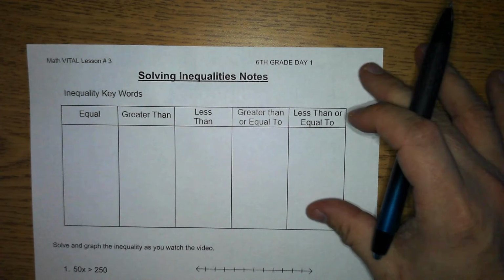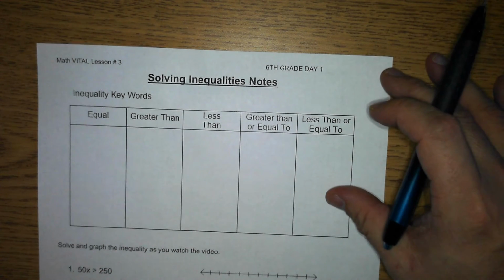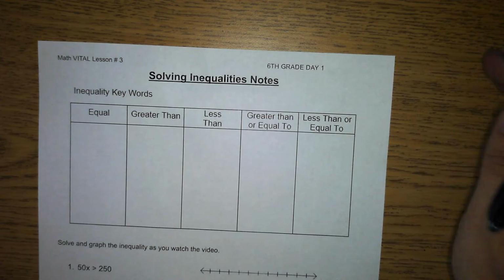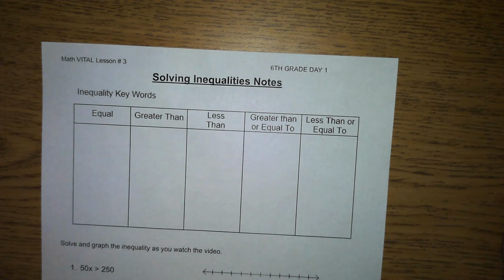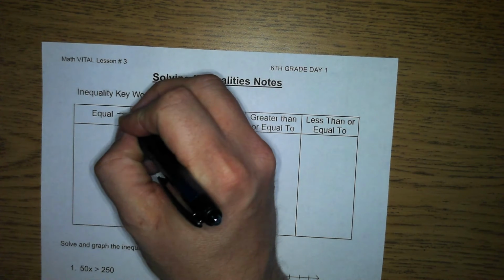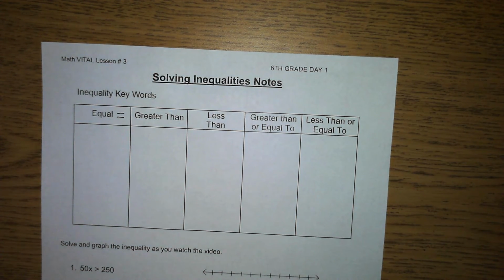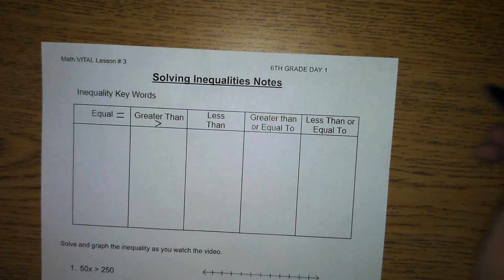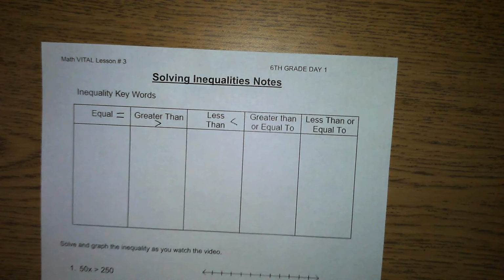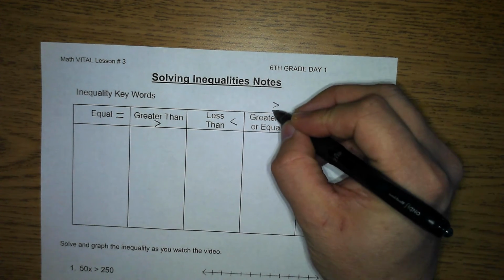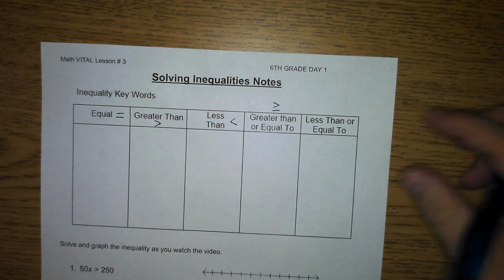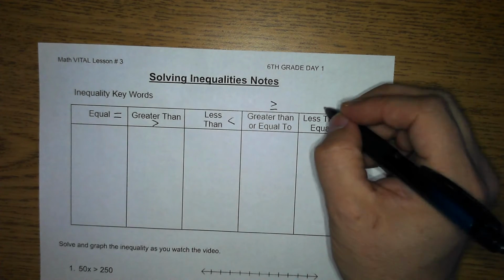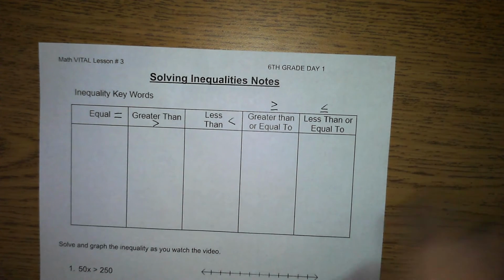Okay, Cobb Middle School, we're going to start off with some key words for today's notes for solving inequalities. So the first one is equal, and you guys know that an equal symbol looks like this. The next one is a greater than. Greater than would look like that. And then we have less than. Then we have greater than or equal to. And then we have less than or equal to.